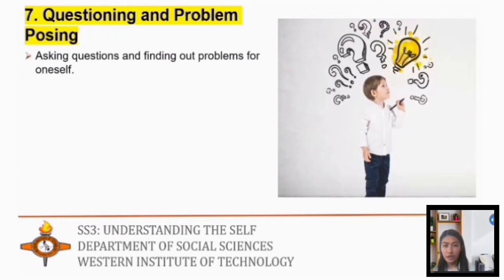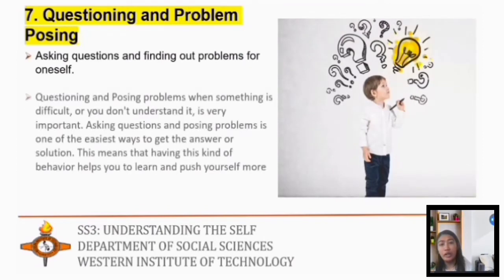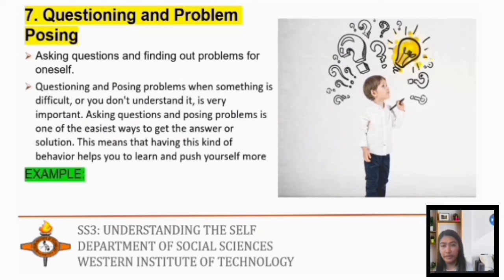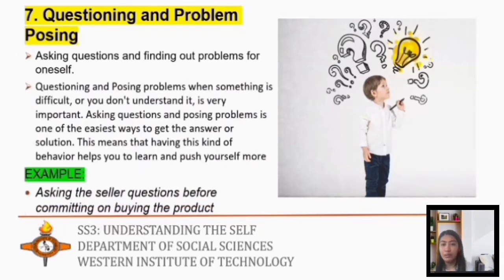Number 7, questioning and problem posing. Asking questions and finding out problems for oneself. Questioning and posing problems when something is difficult or you don't understand it is very important. Asking questions and posing problems is one of the easiest ways to get the answer or solution. This means that having this kind of behavior helps you to learn and push yourself more. Questioning and problem posing is asking someone about something that you aren't certain of or don't know. An example of this is asking the seller questions before committing to buying the product.